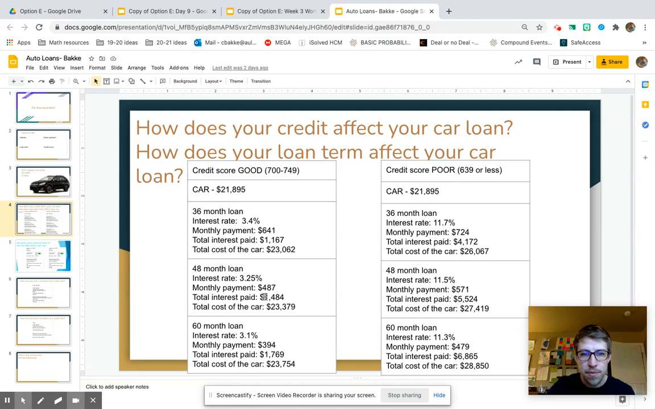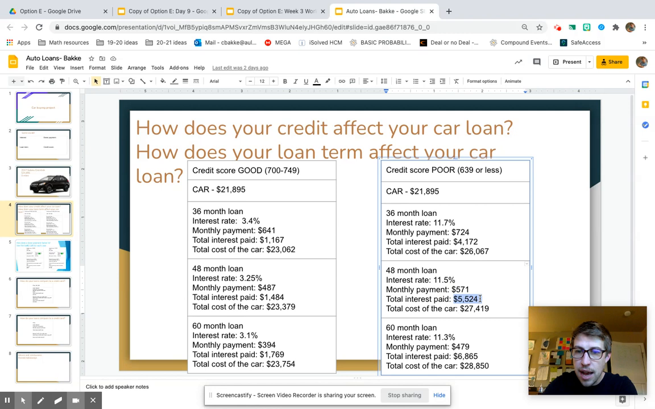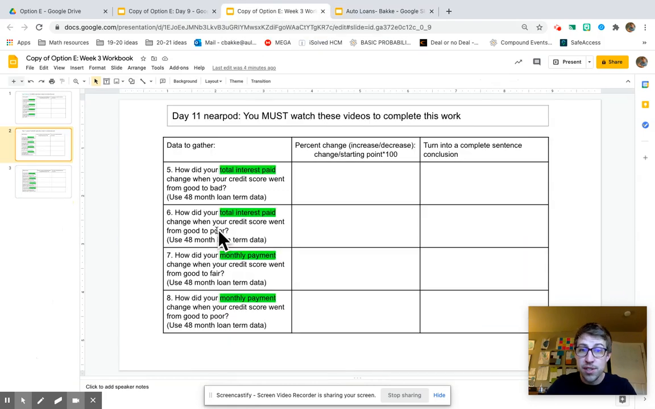Total interest paid, there's the first number that I'm going to write down in my notebook. So make sure you guys have your notebook. And in your PowerPoint, I would literally pause the video, go find how much interest did you pay in the 48-month loan term with good credit. For me, it was $1,484. Then I'm going to draw an arrow because when I went to bad credit, still looking at the 48 months, I ended up paying $5,524. Your credit score literally determines so much of the cost of these big purchases in your life. So we'll go ahead and get the numbers that we need for number 6 as well.